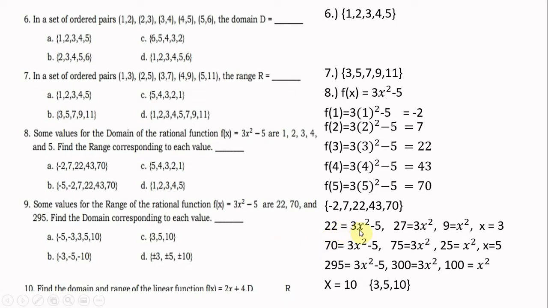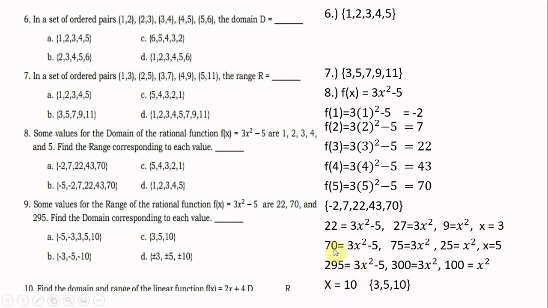So here it is. The first one, we substitute 22. So we transpose the 5 to the left side and it becomes positive 5. So this becomes 22 plus 5, that's 27 equals 3x squared. Then by the division property of equality, divide by 3. That's 9 equals x squared. Then extract the square root by putting a radical sign. It's equal to 3. The square root of 9 is 3.